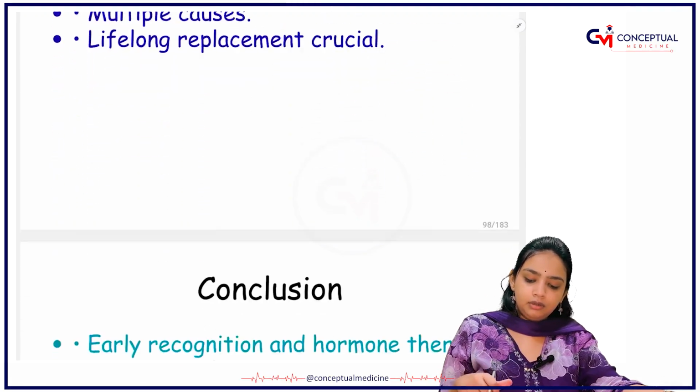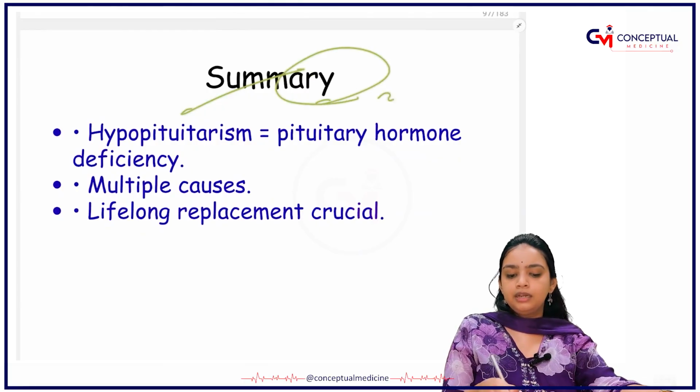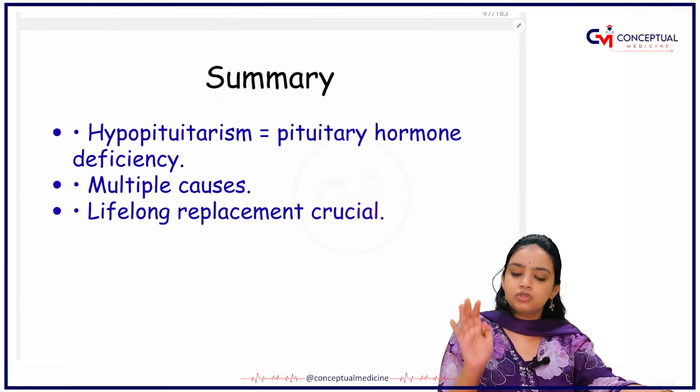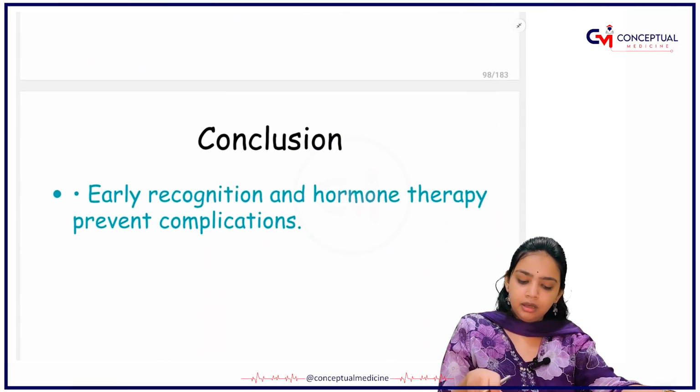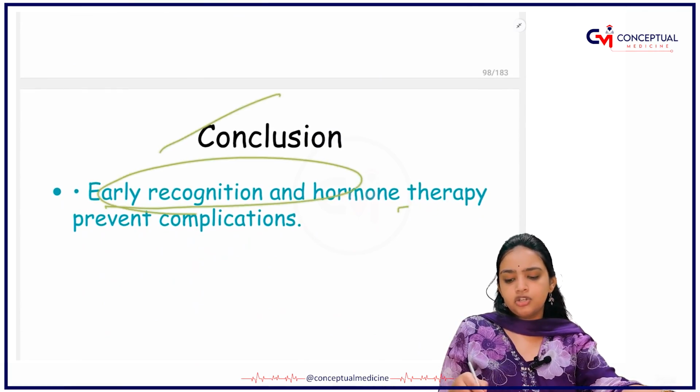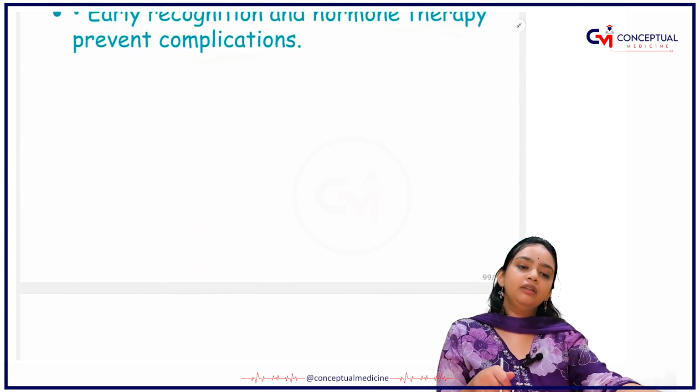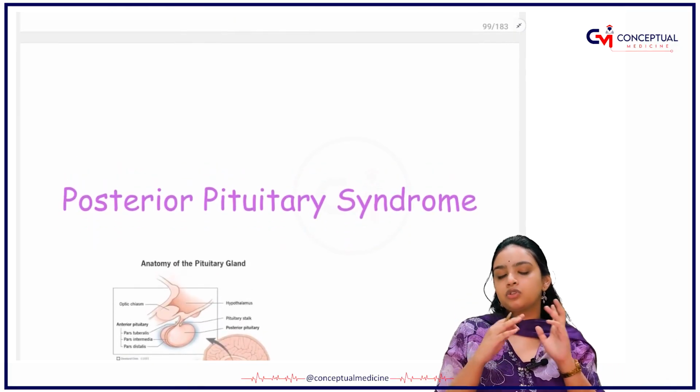Summary table. I'm not going to read the summary table because it's for you, so just read it at the end. The conclusion is that early recognition and hormone therapy may prevent the complication. So we are done with this also.